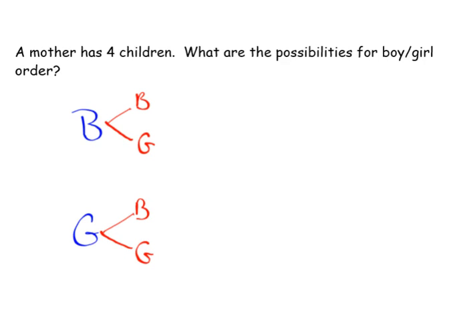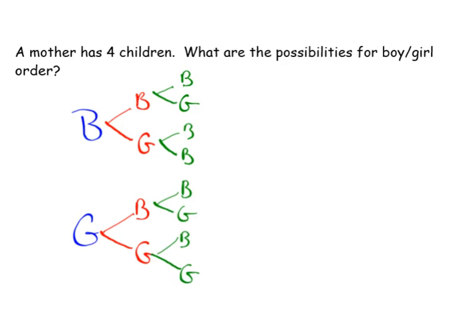Then we go into the third child. We could have boy-boy-boy, boy-boy-girl, boy-girl-boy, boy-girl-girl, girl-boy-boy, girl-boy-girl, girl-girl-boy, girl-girl-girl. And then, that represents 3 of the children. And then the last one could also be boy or girl. So boy, boy, boy, boy or girl, boy, girl.